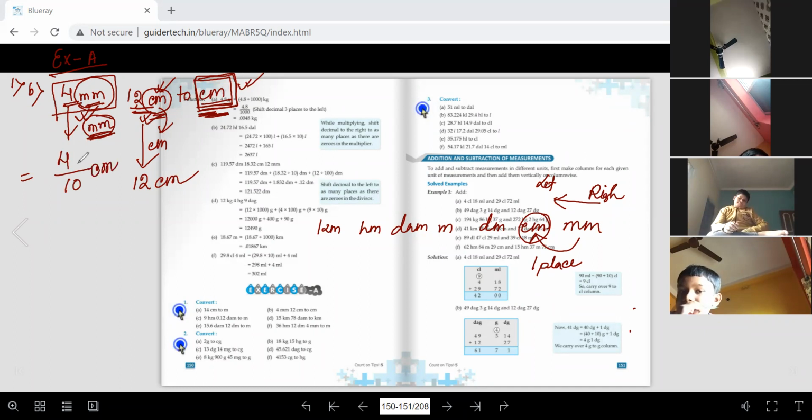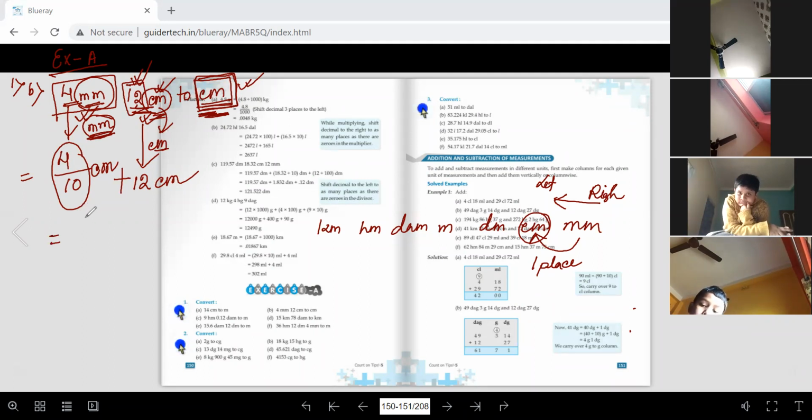Because already we have converted. Now, 4 by 10 centimeter. This 12 centimeter will remain as it is, because it is already in centimeter. So just we have to add. Understood? Now, 0.4 centimeter, because 10 is there, the decimal point will move one place to the left.